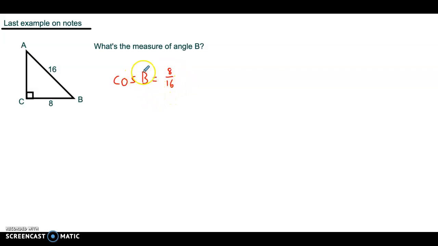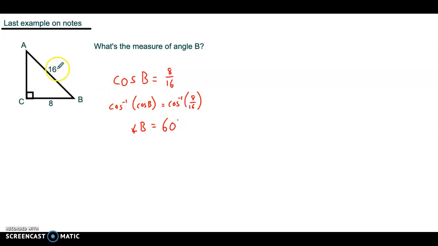Now, to solve for angle B, we've got to get angle B out of the trig function. I'm going to show you the full detail. What we're going to do is take the inverse trig function. So cosine with that little -1 is the inverse symbol, and we take the inverse cosine of each side of our equation. These are inverse functions, so they cancel each other out. What we're left with is just angle B equals inverse cosine of 8 over 16. I will tell you that this is going to be 60 degrees.